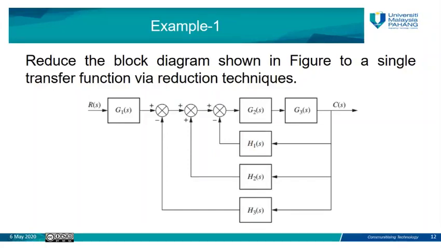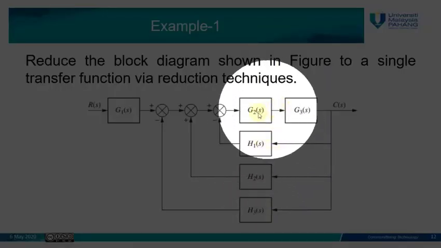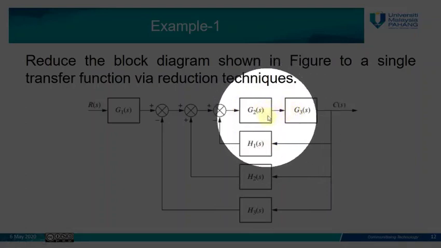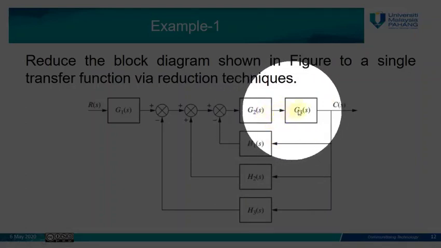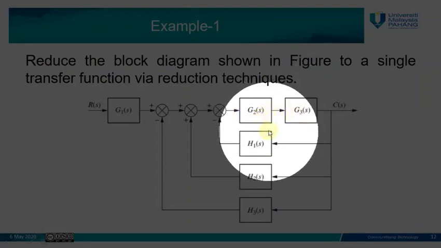So we have to follow the reduction techniques mentioned in the table before. If we can combine blocks directly, we combine them. If we cannot combine some blocks, we need to consider moving the pickup point or summing junction. In this figure, the first thing we see is that G2 and G3 are connected in cascade. So I can combine them into a single block, which is G2 G3.